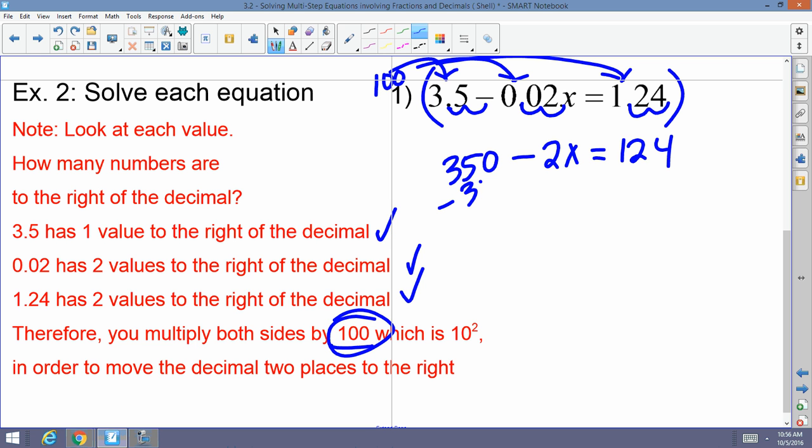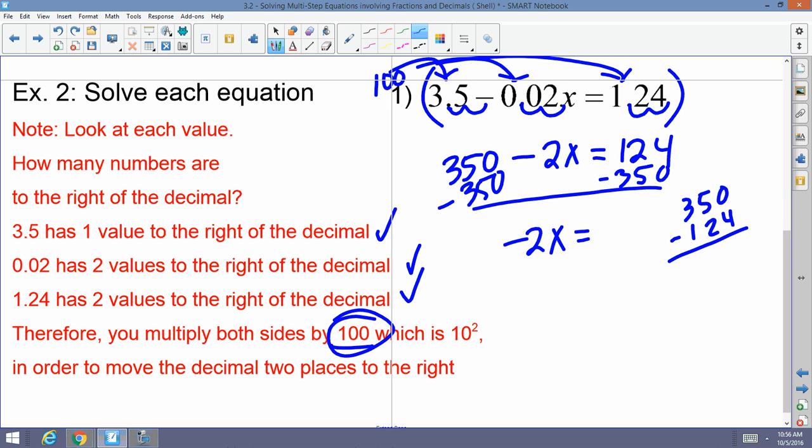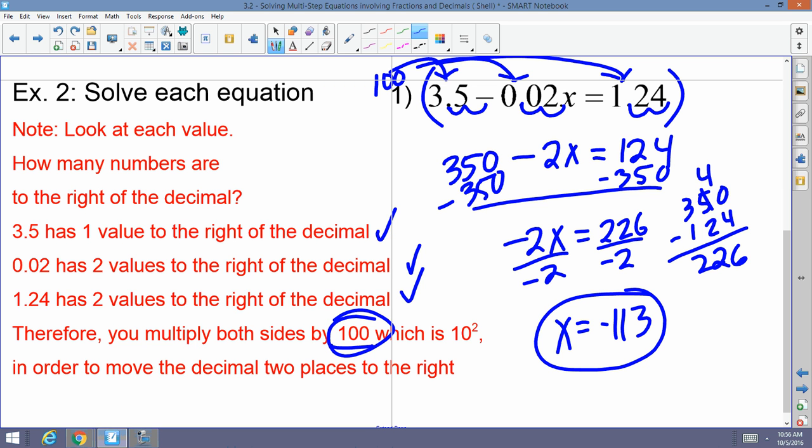So now I'm going to subtract 350 from both sides. Please remember that when you add numbers with opposite signs, you have to subtract as normal and keep the sign of the largest absolute value. That's 226. And then divided by negative 2. Oh, look at that. What a pretty number. Negative 113. No decimals to worry about. None of those decimal lineups or anything.